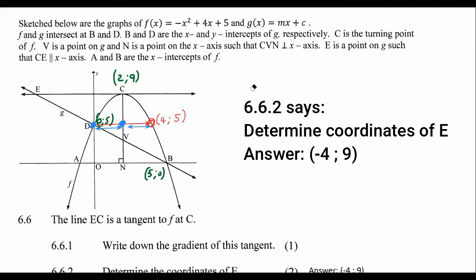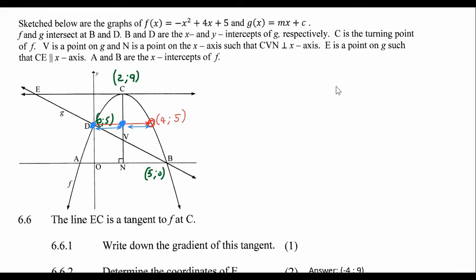Right, so here's our next question. It says the line EC, okay, so let me highlight that for you guys so we all know where it is. EC is over here. They tell us that it is a tangent at C. It says write down the gradient of this tangent. Well, this tangent, we can see it's a tangent over here, and we can see that it's a completely flat line. And so it's going to have a gradient that is equal to 0. So the gradient will be equal to 0.